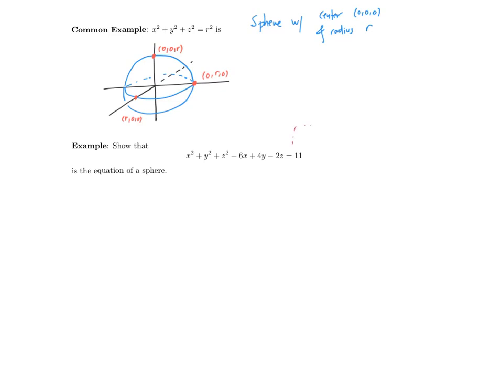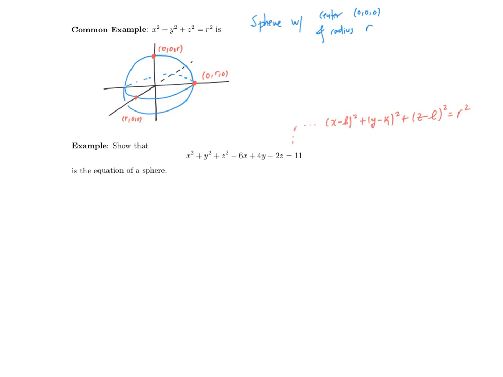In order to see that this is really the equation of a sphere, we need to get it into this form that we saw on the previous page. So if we could somehow write it in this way, we could immediately say this is the equation of a sphere with radius r centered at the point h comma k comma l.